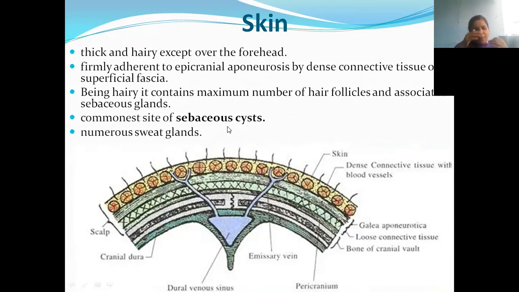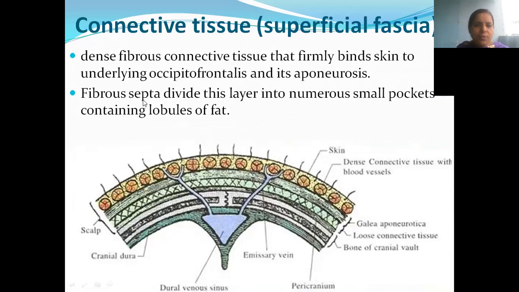And if you see in the summer, we sweat a lot. Even in the scalp, you see so much sweat coming out. That means the skin of the scalp also has many sweat glands. Okay. So once you are done with the skin, then we have the second layer, that is the superficial fascia.